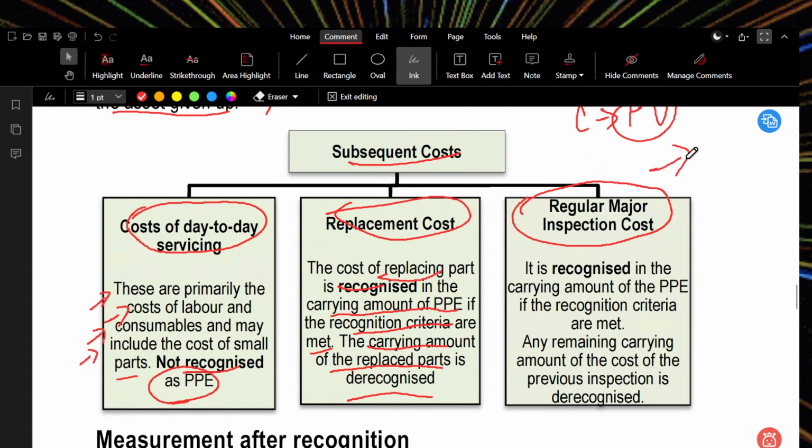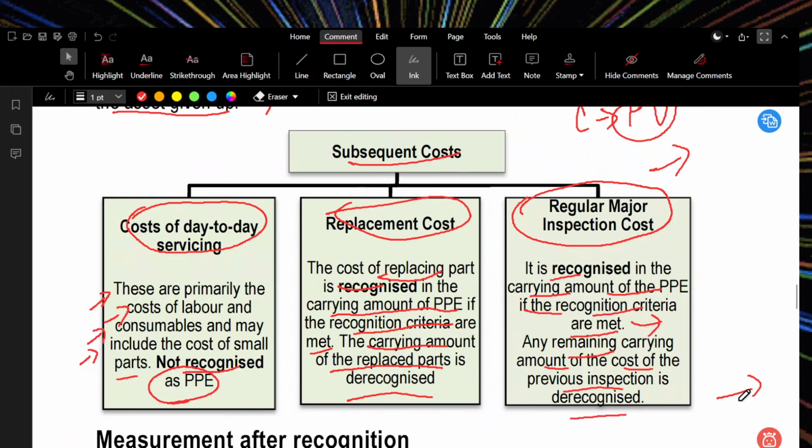Regular major inspection cost. The recognition of the carrying amount of plant property equipment, if the recognition criteria are met, any remaining carrying amount of the cost of the previous inspection is de-recognized. It's not easy to recognize and de-recognize cost of inspection. Example, if you have a chemical industry, chemical producing companies, there will be environment and chemical engineers who come and analyze the machine, the safety of that machine, they will take care of it, they will see through it.